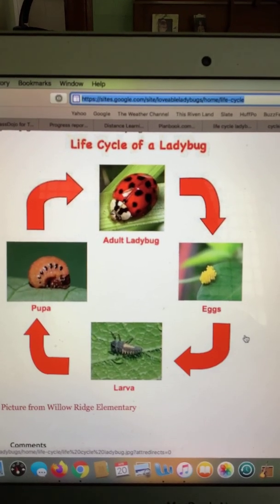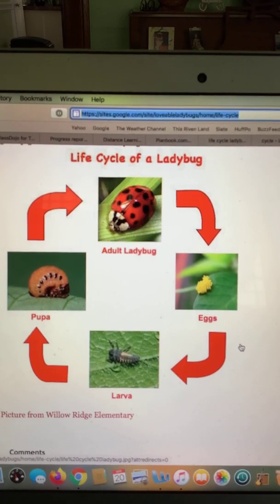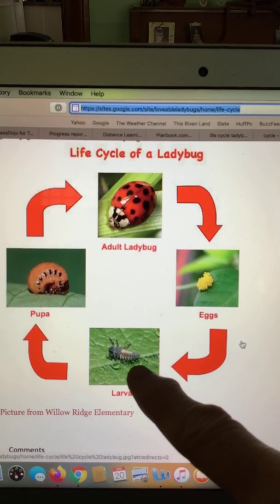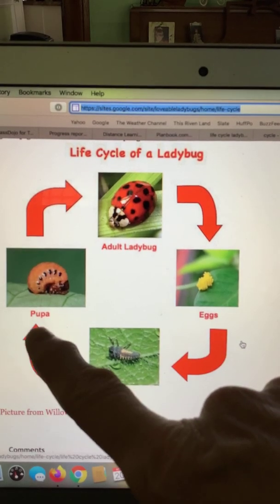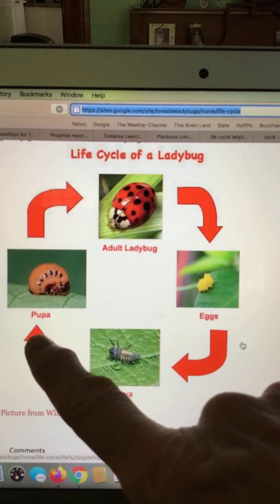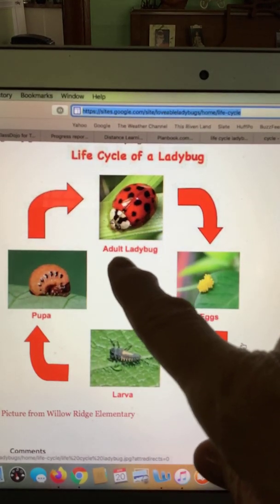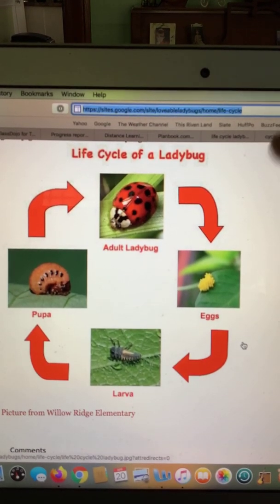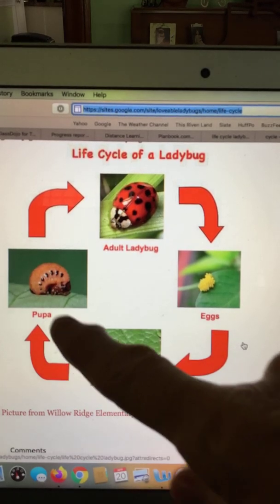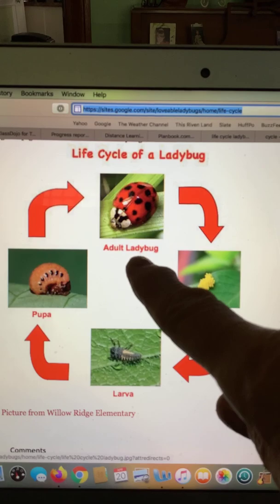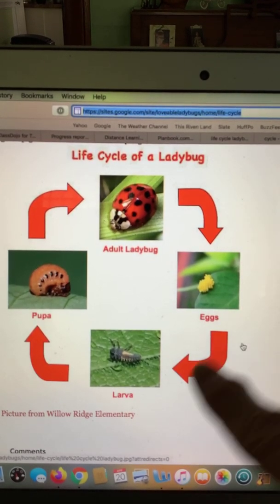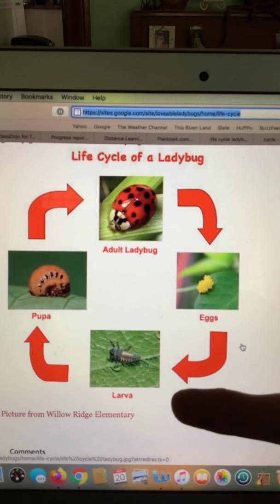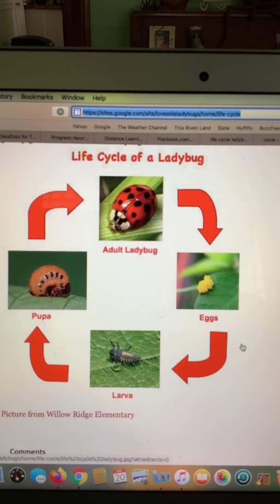Here is a more common life cycle for insects. This is a ladybug. Starts out with the egg. The eggs hatch into larvae. And the larva goes through a resting stage called the pupa. And then the pupa turns into an adult. This is the adult ladybug. So this is 4 stages: eggs, larva, pupa, adult. This is called a metamorphosis, which basically means you don't look anything like the adult is when you first hatched.